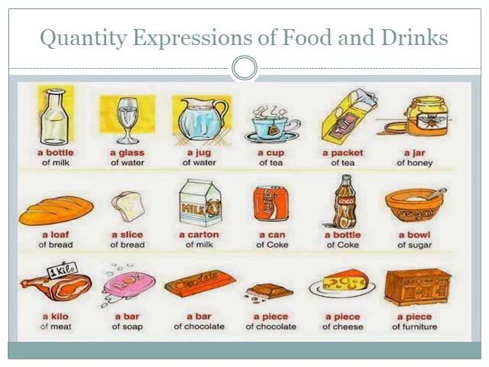Now, these are some of the quantity expressions of food and drinks. A bottle of milk, a glass of water, a jug of water, a cup of tea, a packet of tea, a jar of honey, a loaf of bread, a slice of bread, a carton of milk, a can of Coke, a bottle of Coke, a bowl of sugar, a kilo of meat, a bar of soap, a bar of chocolate, a piece of chocolate, a piece of cheese, a piece of furniture.